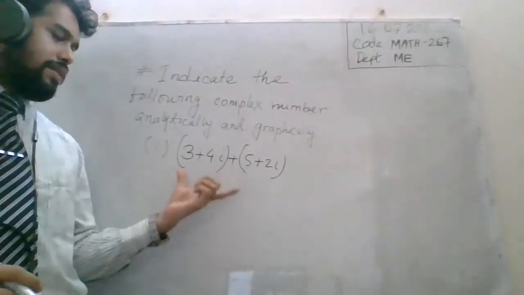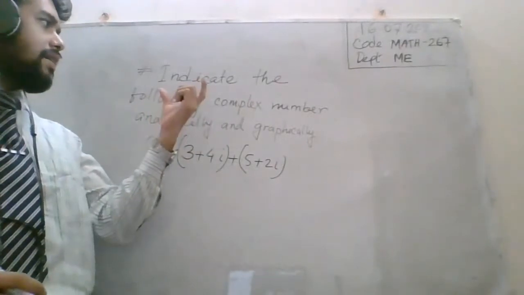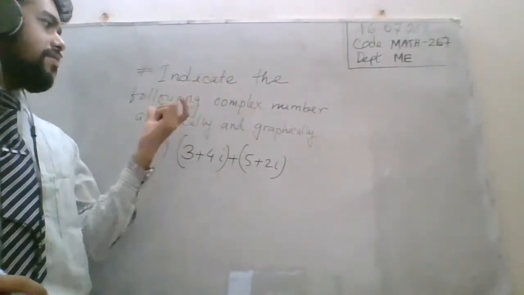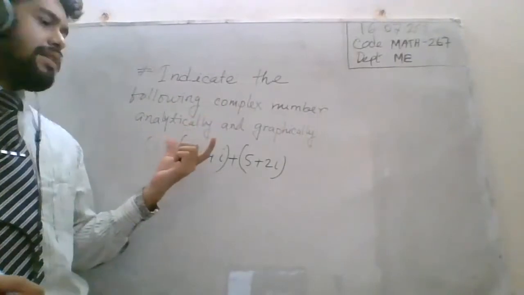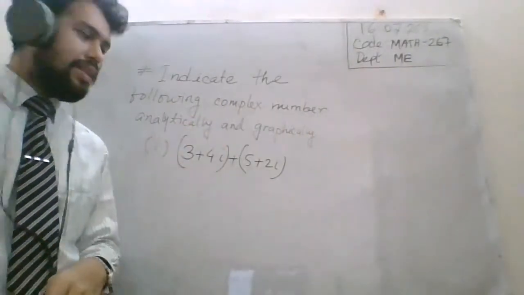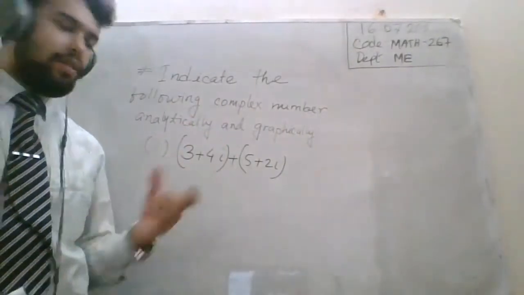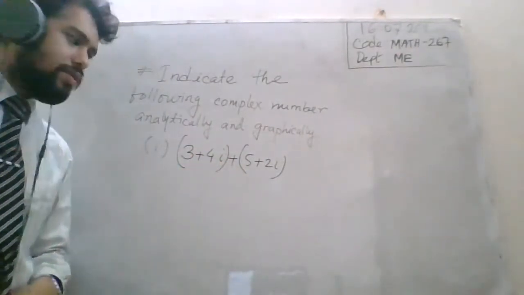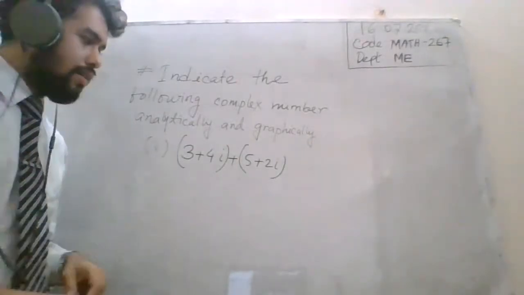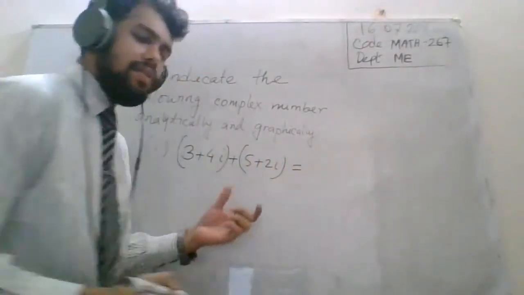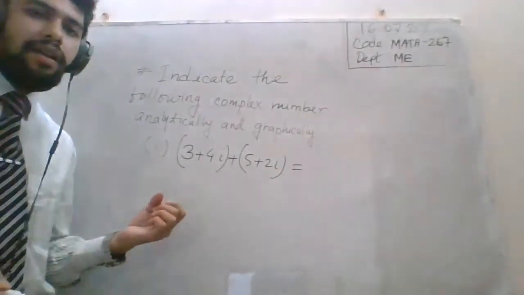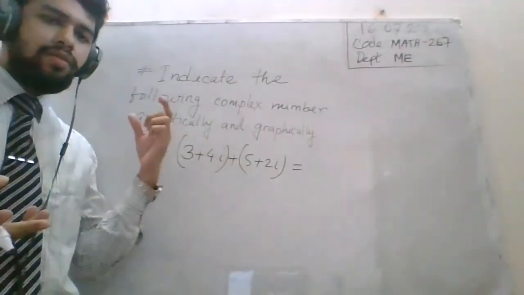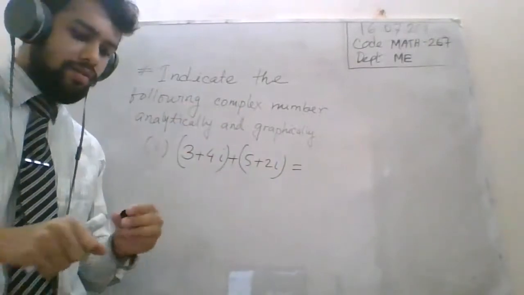So I have just given you an example, which is our problem: indicate the following complex numbers analytically or graphically. Analytically, you have to solve this problem and also show it graphically. This is so easy. Just add these two complex numbers and then sketch it in your graph.